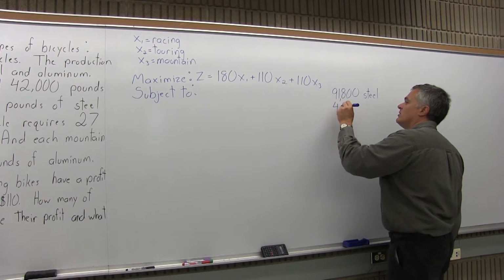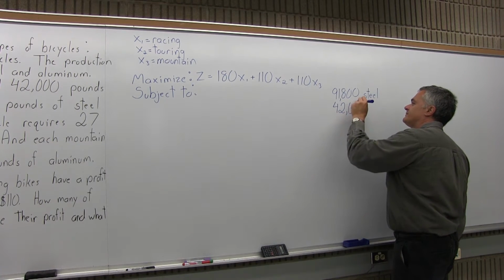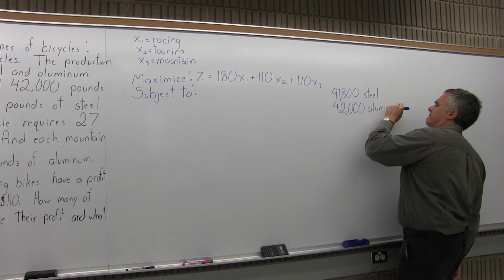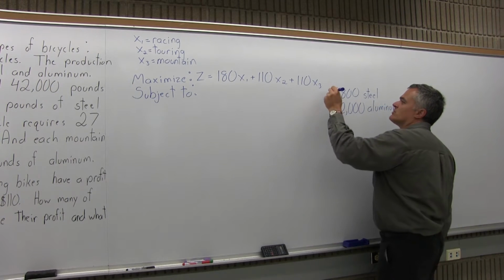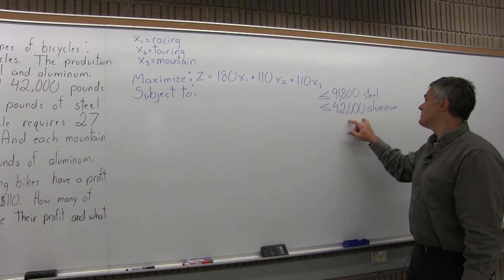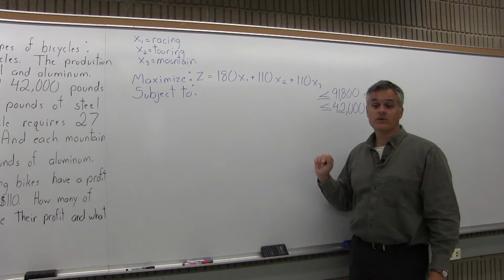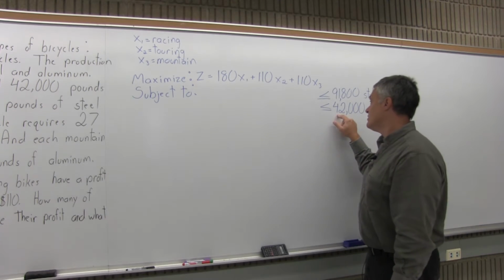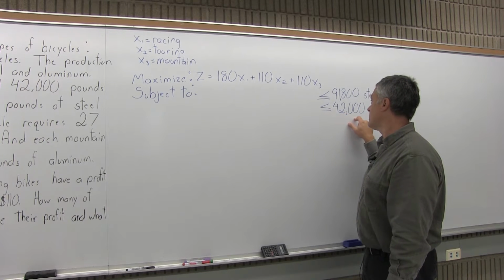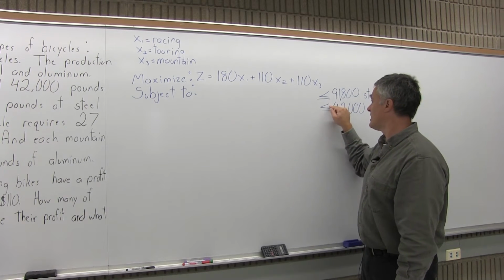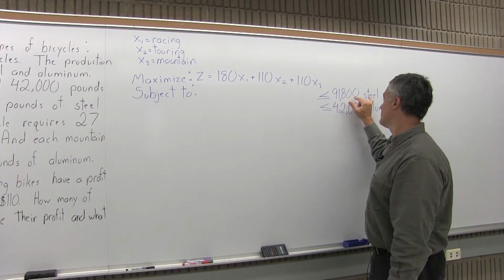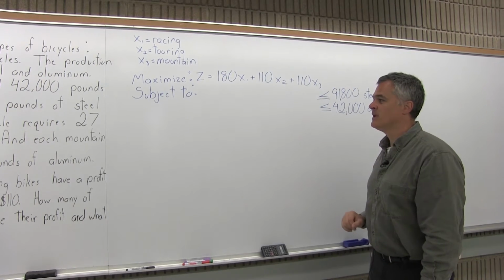So 42,000, and that is aluminum. Now, each constraint is going to have a less than or equal to. Again, if there's 42,000 pounds of aluminum available, you can use up all 42,000 pounds. You can use 39,600 pounds, but you can't use, say, 42,100. It has to be 42,000 or less, because 42,000 is all you have. Same reasoning for the 91,800 pounds of steel. Less than or equal to is what you need.